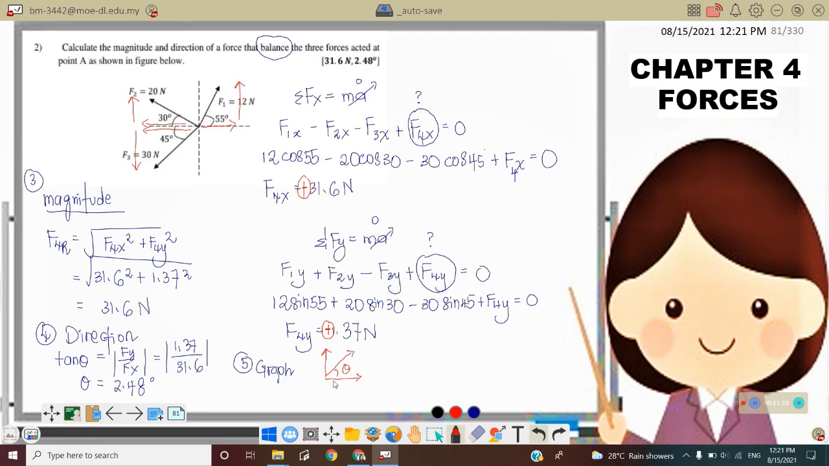So this is step 5, where you need to sketch. And finally, if you want to write the conclusion, you can write that the extra force F4 has a magnitude of 31.6 Newton, at the angle we just calculated, 2.48 degrees above the positive x axis, because it's in the first quadrant. Okay, so this is the conclusion that we can make after 5 steps. Next, we go to question number 3.